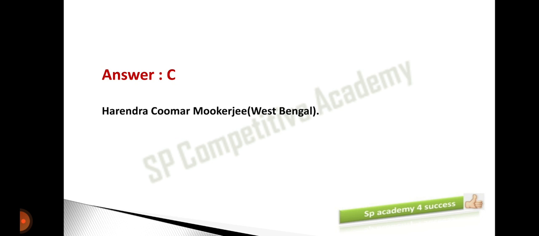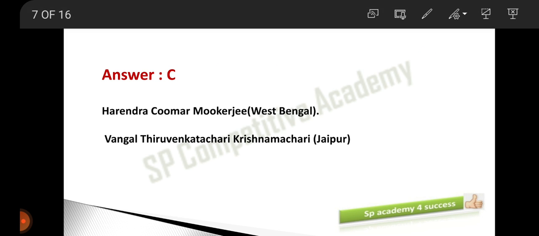Mukherjee means, I already told you the full forms of each and every name here. H.C. Mukherjee, Harendra Kumar Mukherjee. H.C. stands for Harendra Kumar Mukherjee. He is from West Bengal. Right. So here I said both H.C. Mukherjee and Krishnamachari. The full name of Krishnamachari ji, he is from Jaipur: Vengala Thiruvenkatachari Krishnamachari. Just a minute. Vengala Thiruvenkatachari Krishnamachari and H.C. Mukherjee, Harendra Kumar Mukherjee. These two names are very important here.